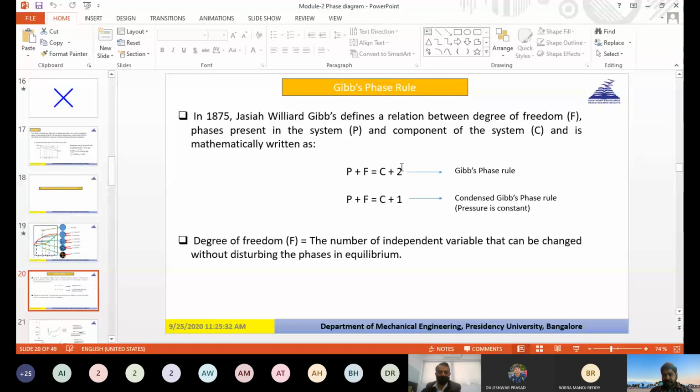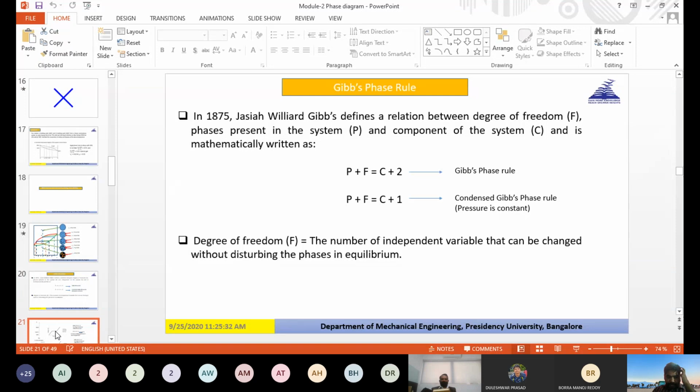How do we have this 2? One is for temperature and the other is for pressure. So if you take pressure as constant, you will decrease this 2 by 1, and this equation is known as the condensed Gibbs phase rule. In the phase diagram we often use this condensed Gibbs phase rule to define the degree of freedom of the system.